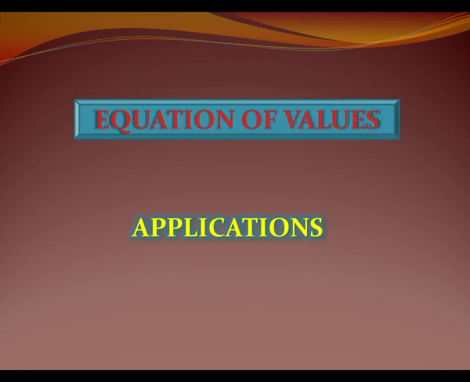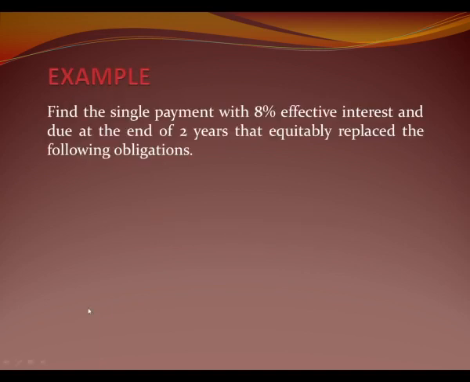Now, this is an example of equation of values wherein we have to replace a set of obligations by a single payment. So, we have a problem here wherein we have to find the single payment with 8% effective interest and due at the end of 2 years that equitably replaces the following obligations.